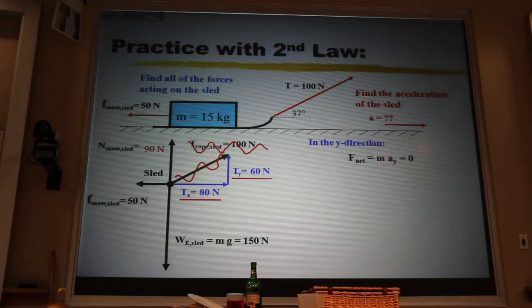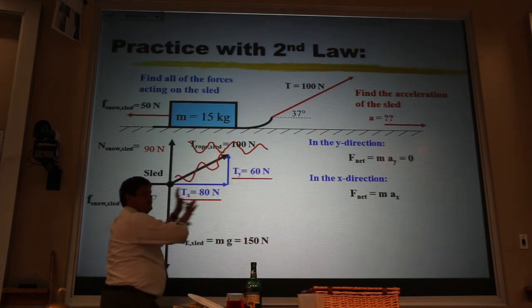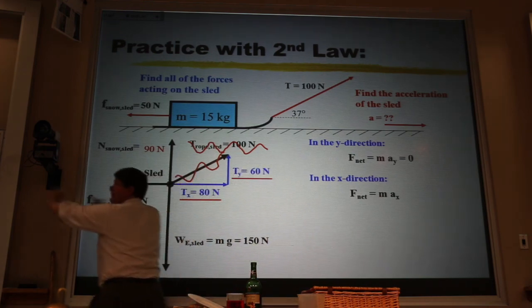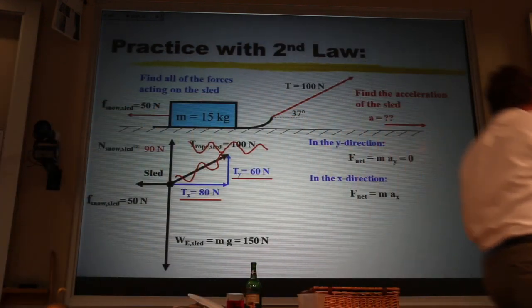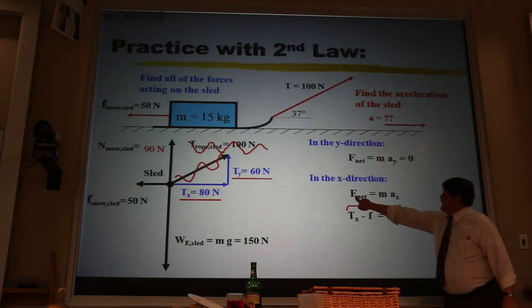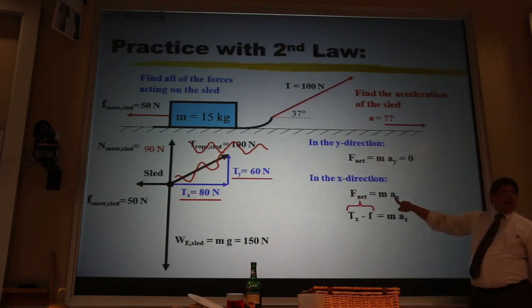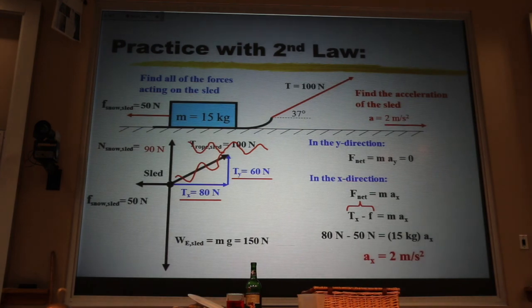Now, in the x direction, I have 80 newtons to the right. I have 50 newtons to the left. What's the net force? What's the scream? 30 to the right. I got 30 more to the right than I've got to the left. If I use Newton's second law, 30 is equal to 15 times a. a's got to be 2. Or if I just plug and chug, I get 2 meters per second per second.